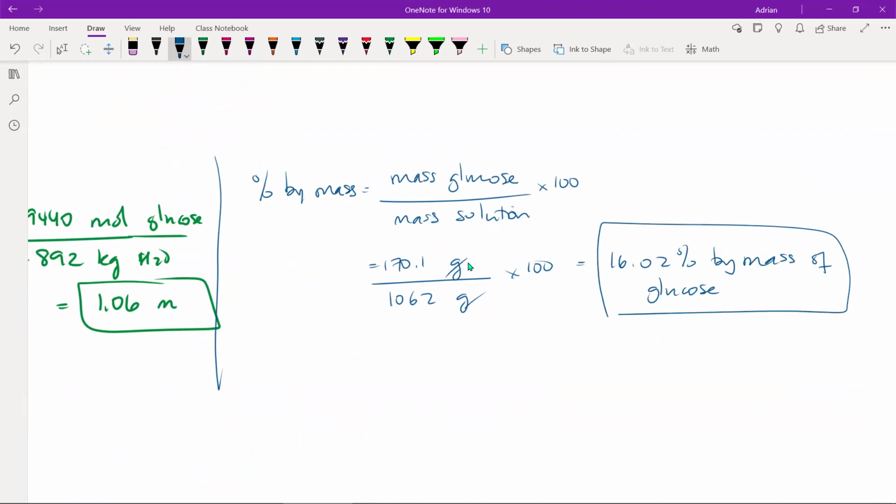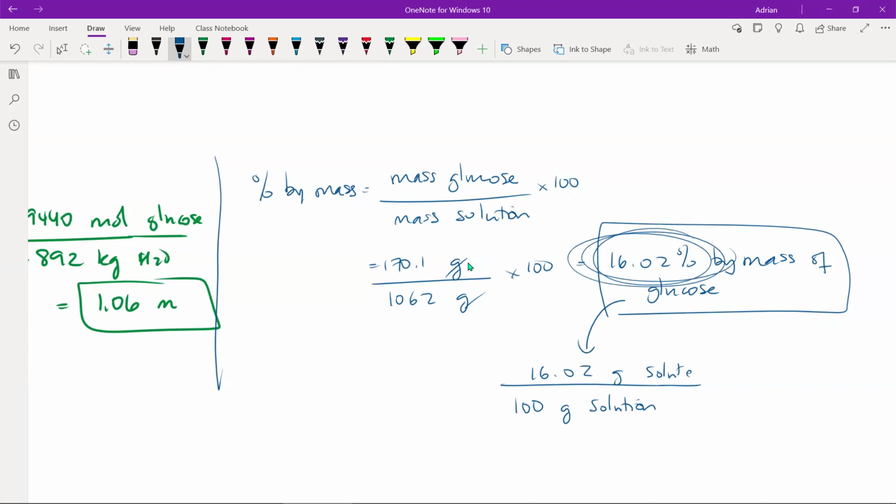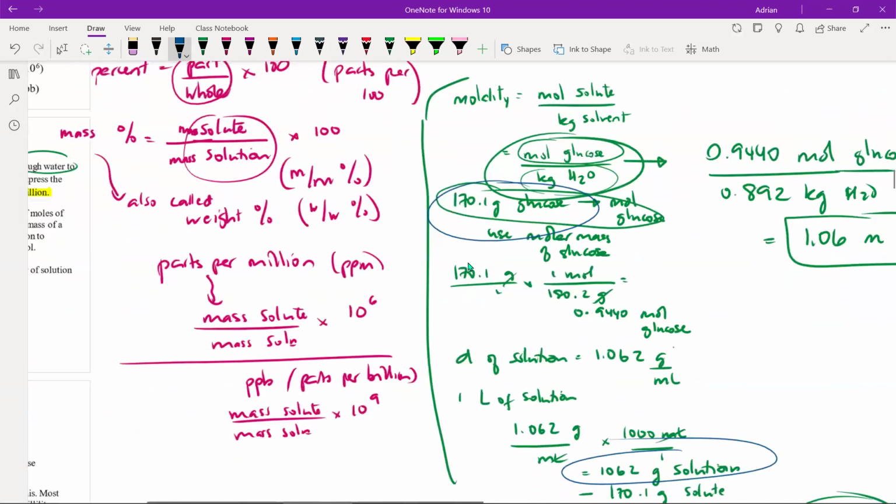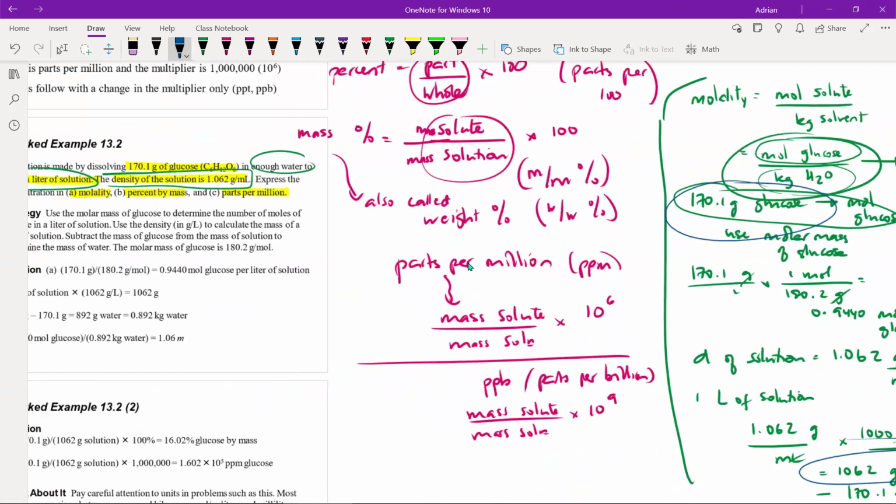what this also means is that if you had 100 grams of the solution, guess how much of it would be the solute? 16.02 grams of the solute, right? That's a way to interpret these percentages by mass that you're provided with. You just make it out of 100 because that's what percentage means, and then you just put that number in the numerator. Okay, and then the third thing here we need to calculate is the parts per million.